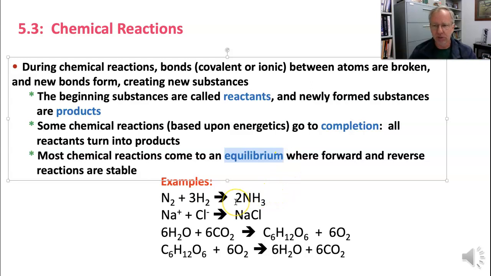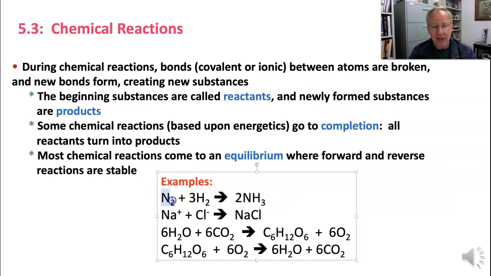Here's some examples of chemical reactions at the bottom of the slide. You could have molecular nitrogen react with molecular hydrogen, and that turns into ammonia. There we go. Reactants, products. We could have an ion of sodium attracting to an ion of chloride, and we get sodium chloride. That's a reaction. And then the last two down here are a couple reactions we see in living things.